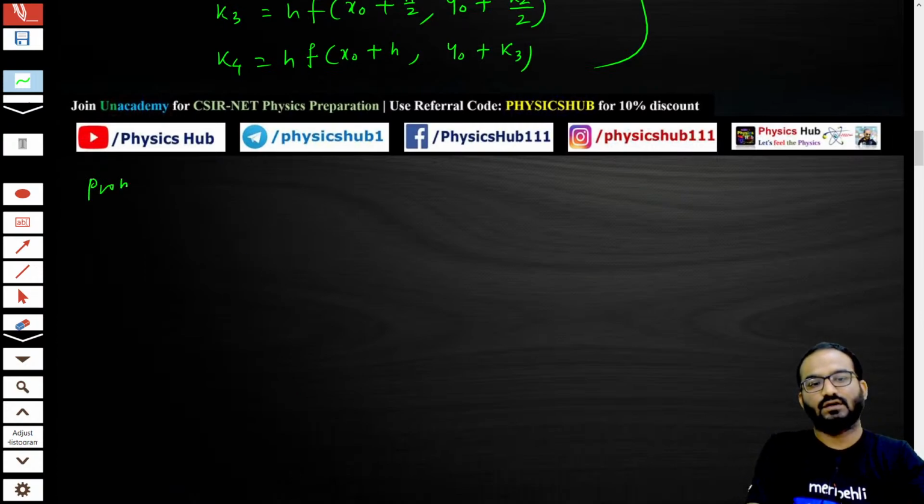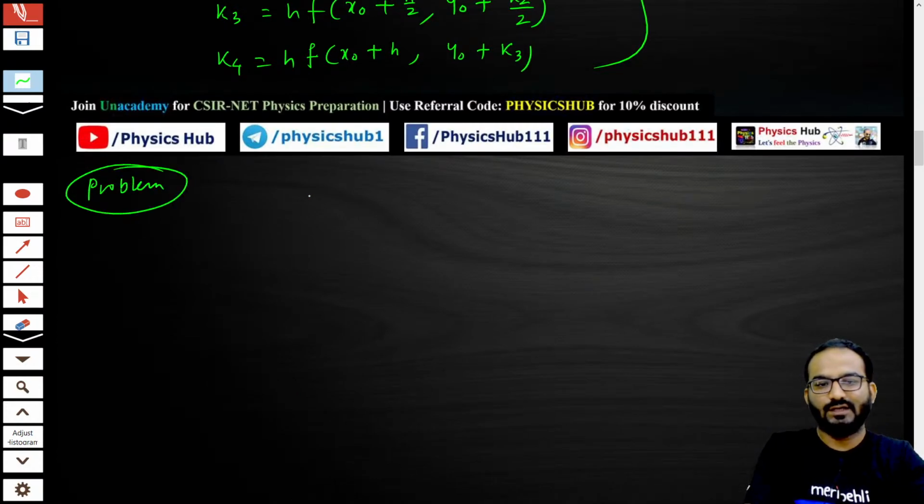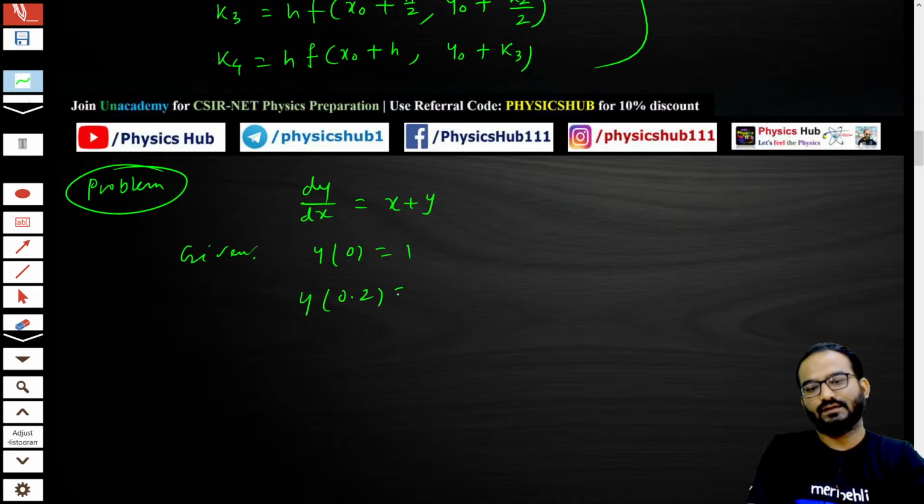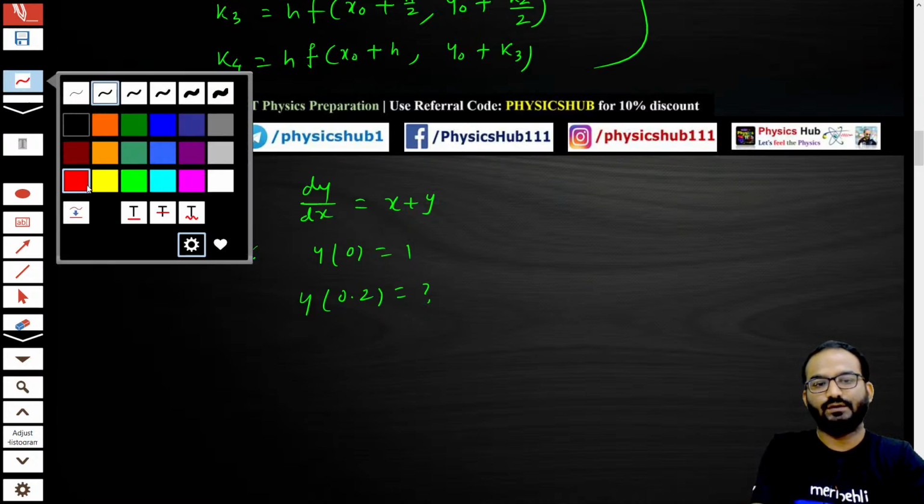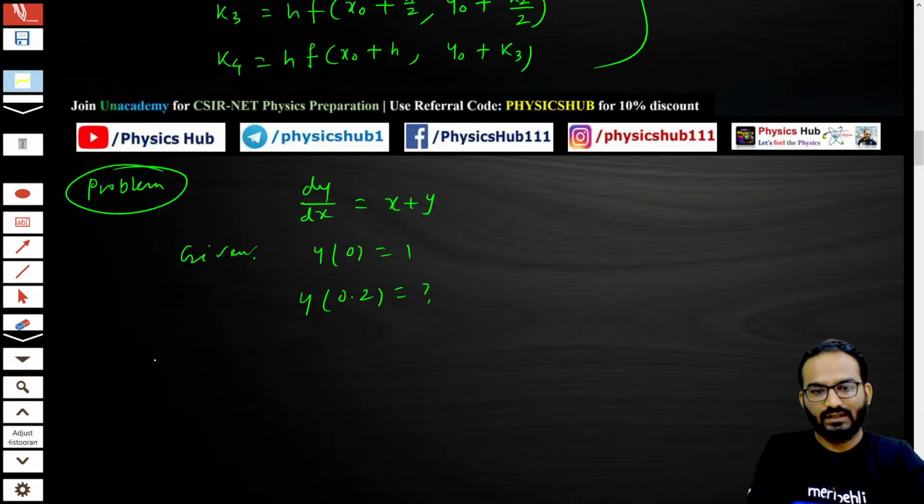So let's solve this problem once again. You are given once again dy by dx equals x plus y as usual, and the initial condition is also the same: y at x equals 0 is 1. You have to find y at x equals 0.2. So let's see how the answer changes. What do you expect? In fourth order, the precision should be more. Okay, so let's get back to the solution.